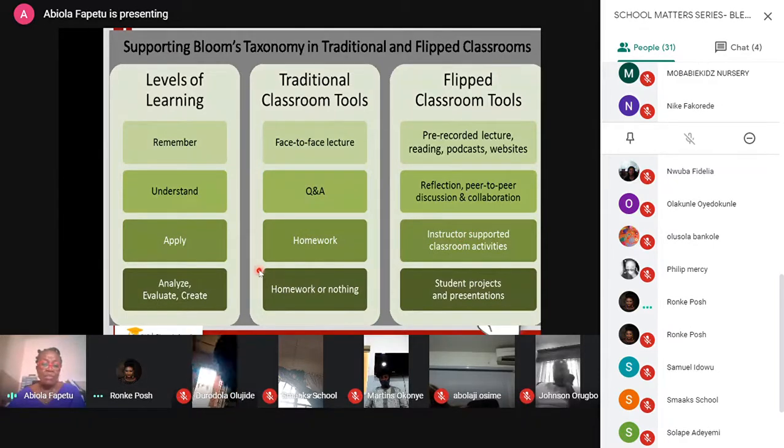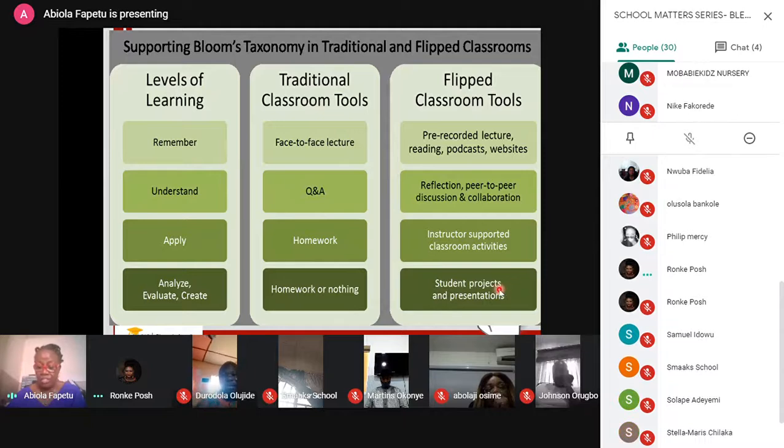In the traditional classroom, you have homework, whereas for the flipped classroom, you now have student projects and presentations.